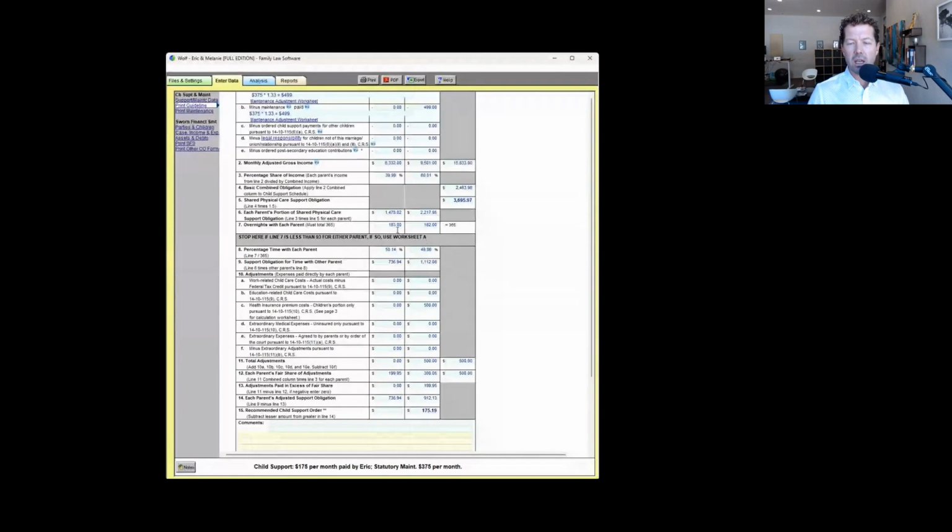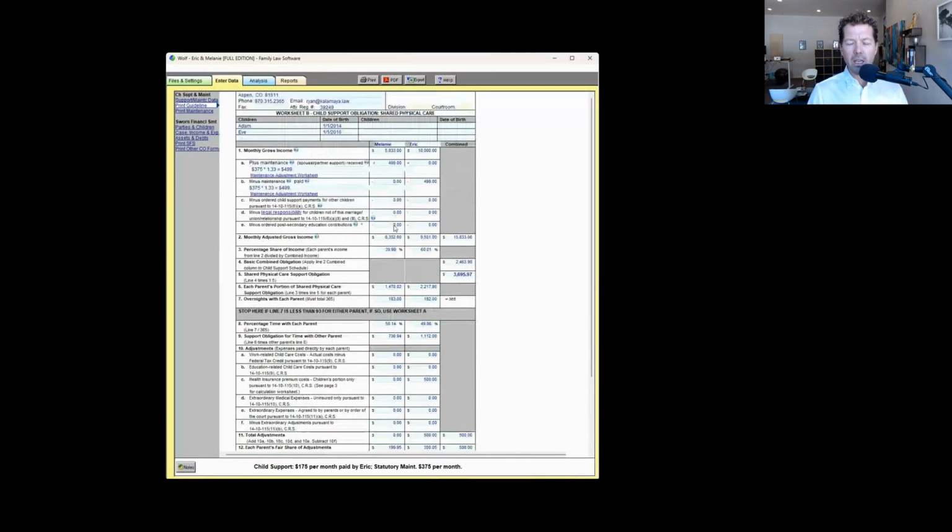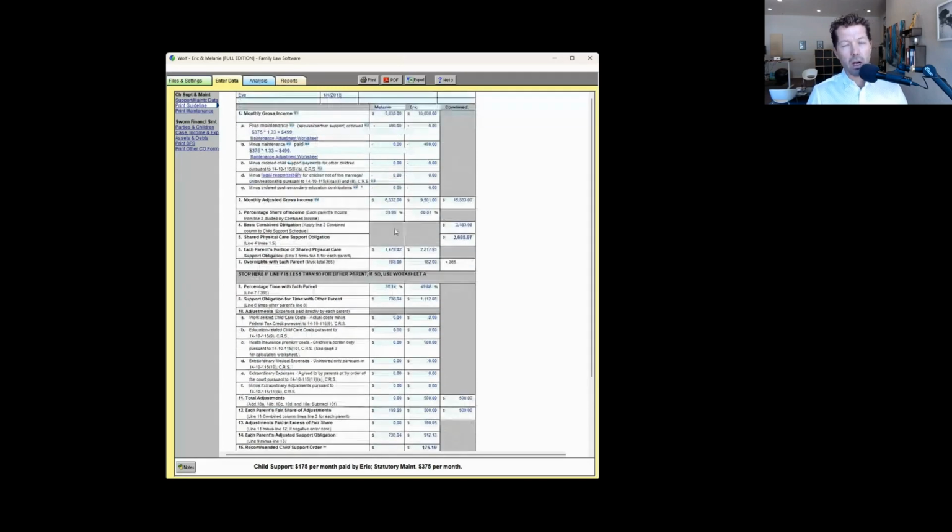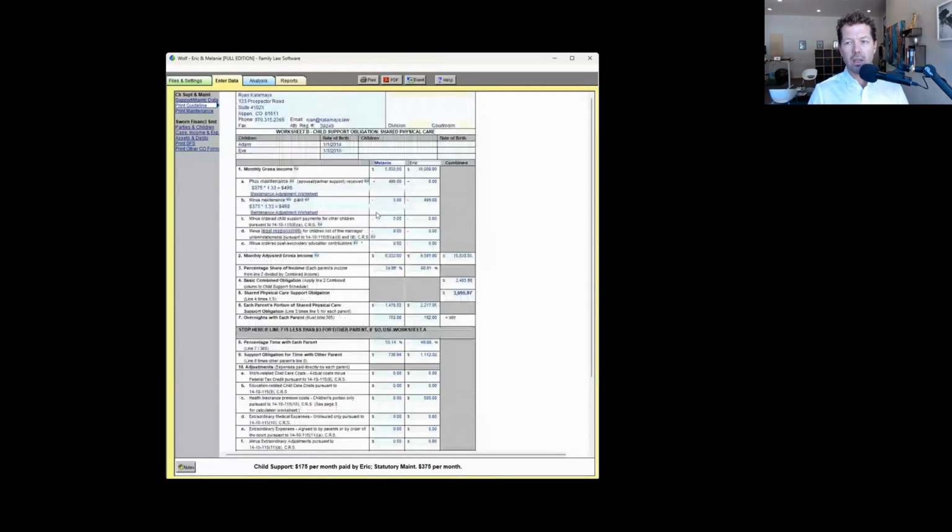Then you can see that the number of overnights is equally divided. You could do 182.5. I have 183 for Melanie, whereas Eric has 182. Obviously, there's 365 days in a year, so there's gonna be an odd number of overnights. Again, I'll get into some of these particularities, but generally speaking, we look at the number of overnights.